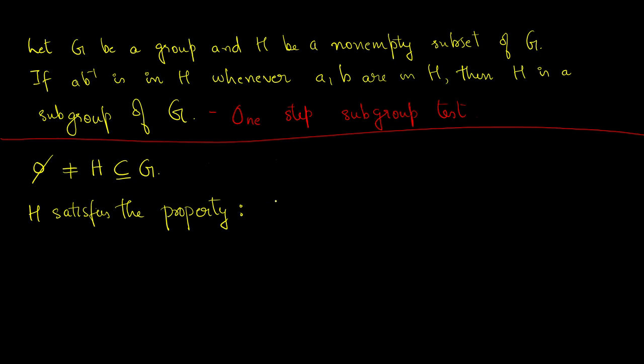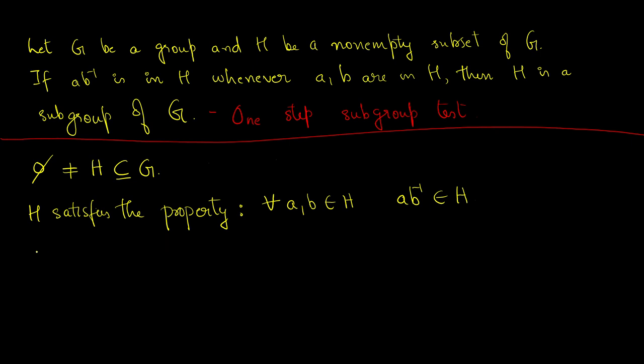give me any two elements in H. So given any A and B in H, we will have that A B inverse is also in H. This is the special property that H satisfies. Now we are going to prove that if a subset of a group G satisfies this property, then this subset must also be a subgroup.